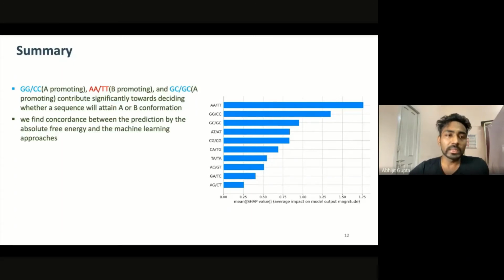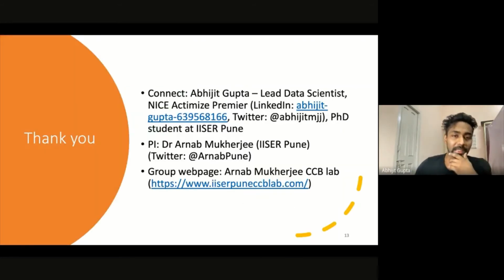So in summary, we could say that GGCC, AATT, and GCGC are the key contributors towards attainment of the final conformation, and we also find a good concordance between the prediction of the absolute free energy calculation and the machine learning approach. So in the end, I would like to say thank you.